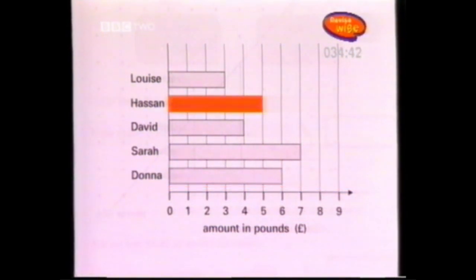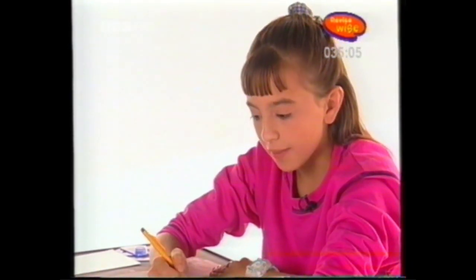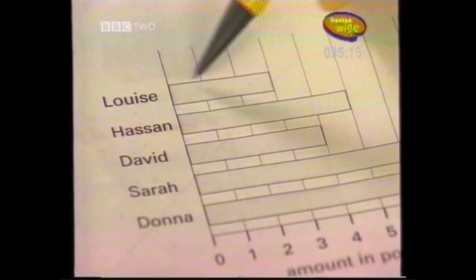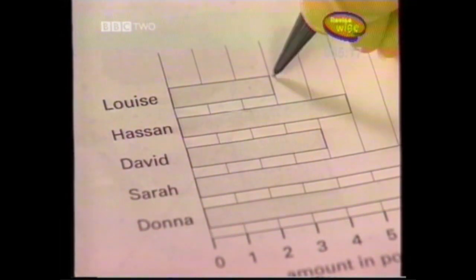This bar, for example, tells you how much money Hassan raised. To find out the exact amount, you go from the end of the bar to the amount in pounds axis. And there you can read the figure 5, which means £5. So what does the question ask you? It wants to know how much money the children raised altogether. So if I look at each bar in turn, I can see how much money each child raised and then add it all up. So Louise raised £3.